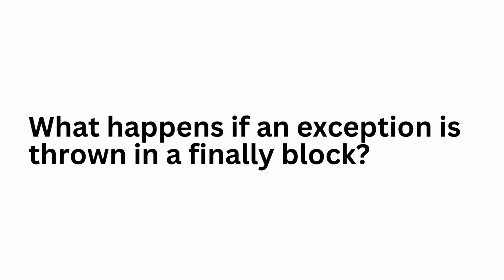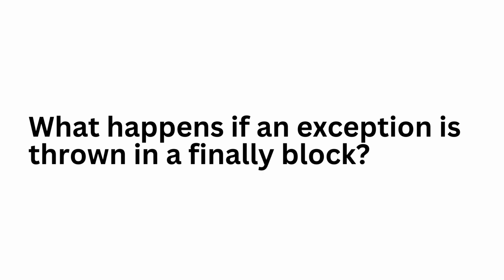Now let's move on to the next one. What happens if an exception is thrown in a finally block? The exception thrown in the finally block overrides any exception that was thrown in the try block or any previous catch block. So the exception thrown in the finally block becomes the one that is propagated, and the original exception is lost unless it was saved and rethrown.